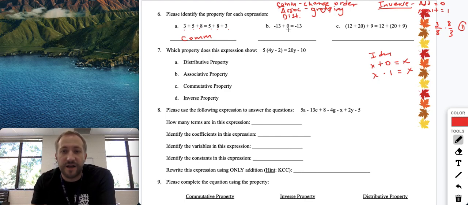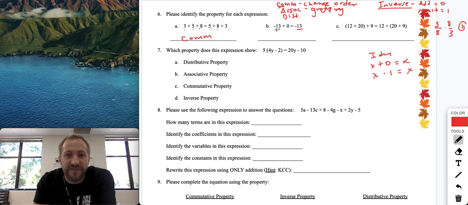Negative 13 plus 0 equals negative 13. That negative 13 doesn't change. The identity of that negative 13 stays the exact same. Because when we add 0 to a number, it doesn't change the identity of that number. So this is the identity property. Let's look at the next one.